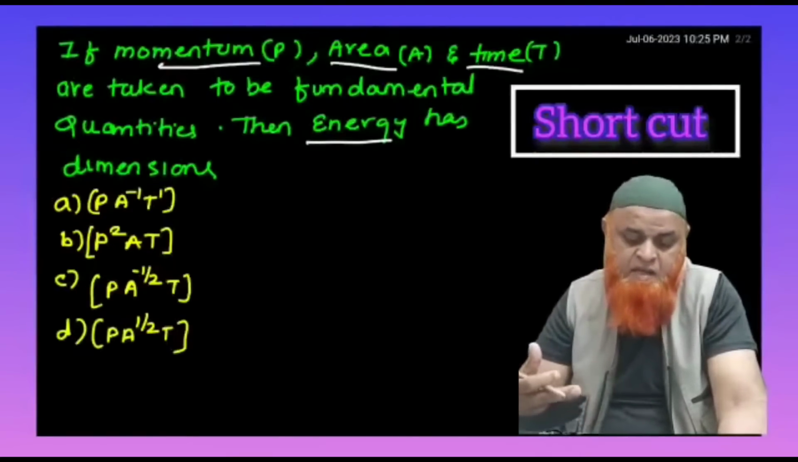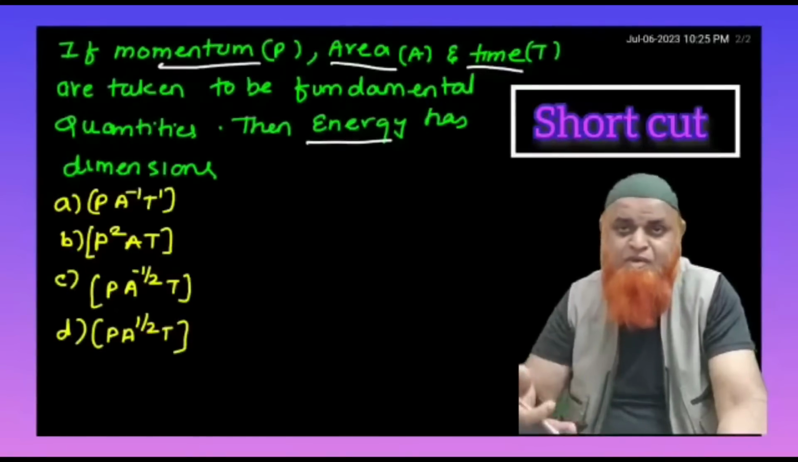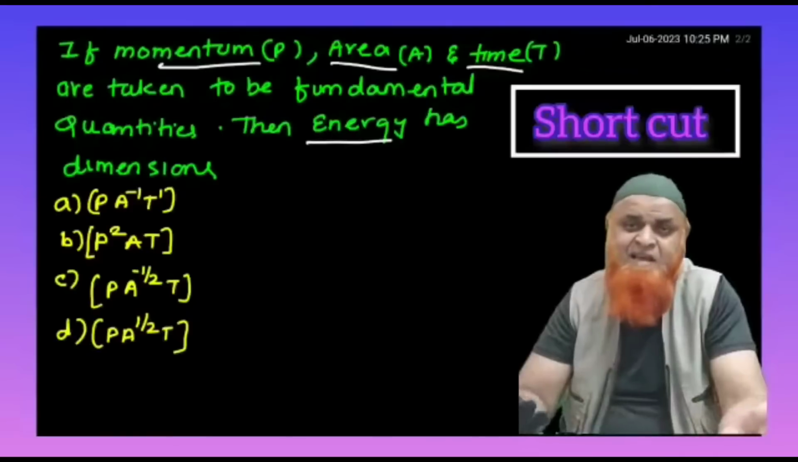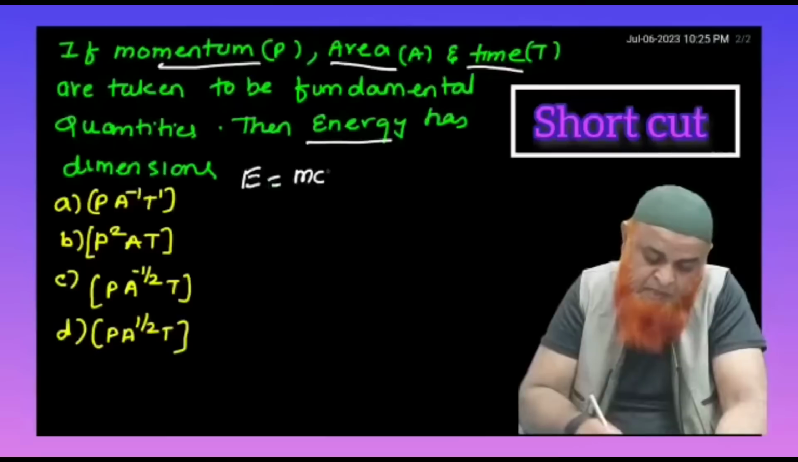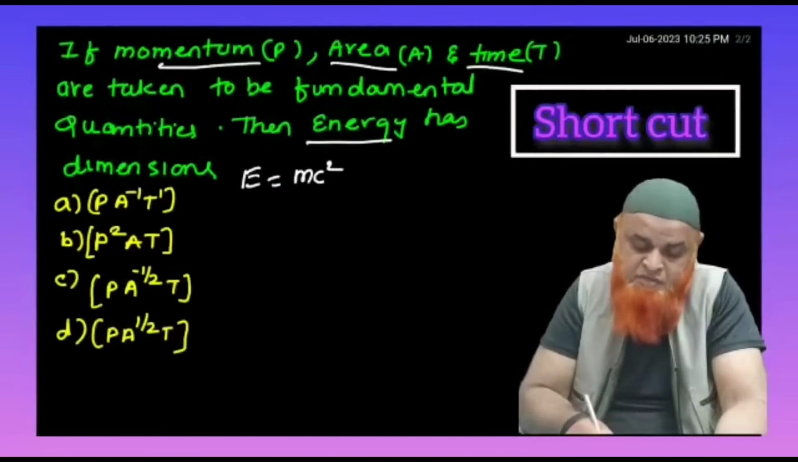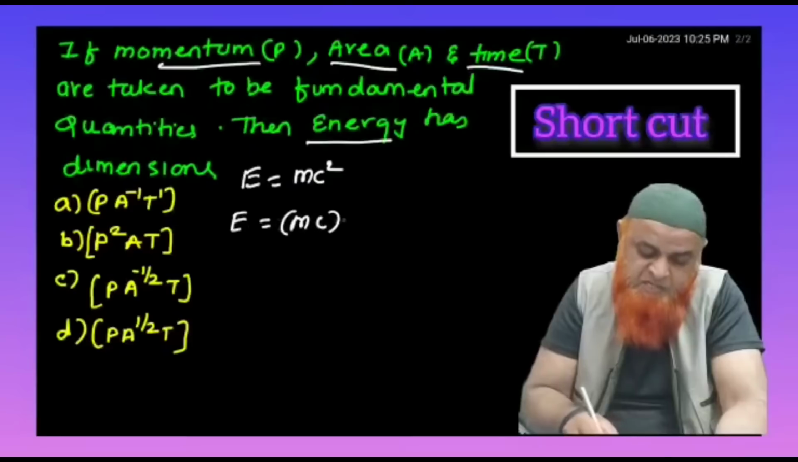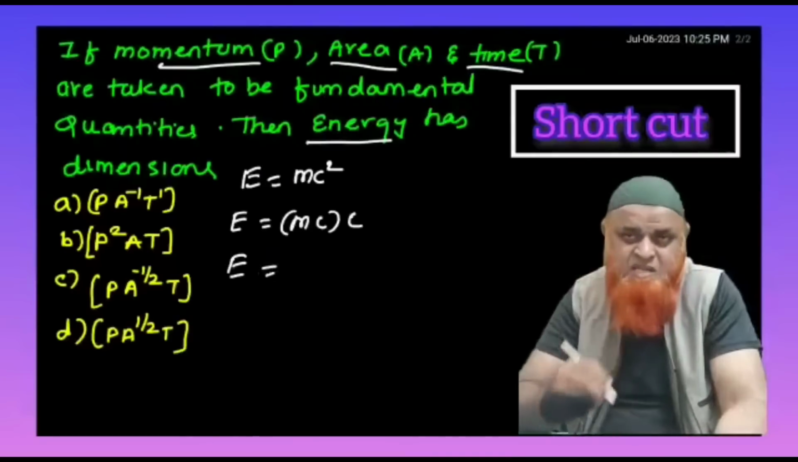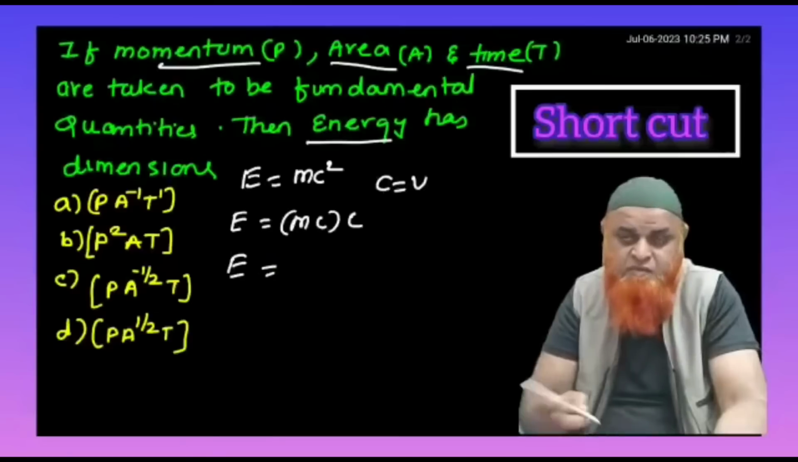Instead of writing energy is directly proportional to P power a, A power b, T power c and solving for all these, it's nonsense and a nuisance. Let us have some common sense now. You can just write energy is equal to mc square. You all know about this. And you also know that energy is equal to mc into c. Here c is the velocity of light, so you can consider c as velocity v. Velocity of light is v, let us take.